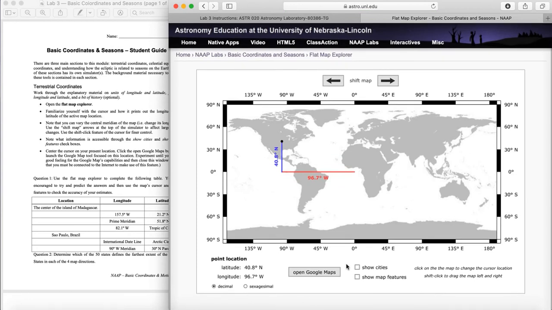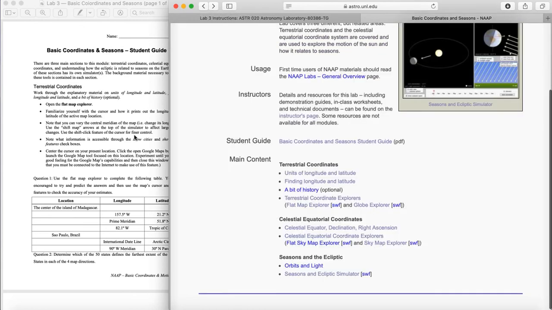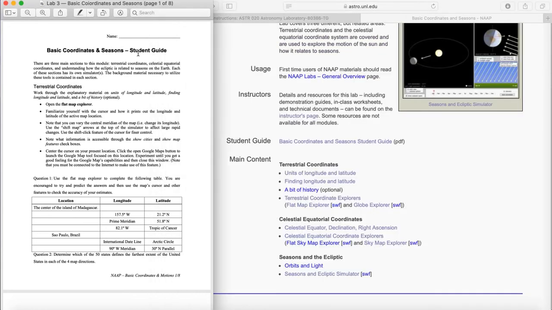All right, so we can take a look at one here. We've got a map of the Earth, and we can actually move this dot around. Before I get ahead of myself, I'm going to go back and show you where these simulations come up in the lab document, the student guide, which I just called the lab handout. Let's make this a bit bigger.